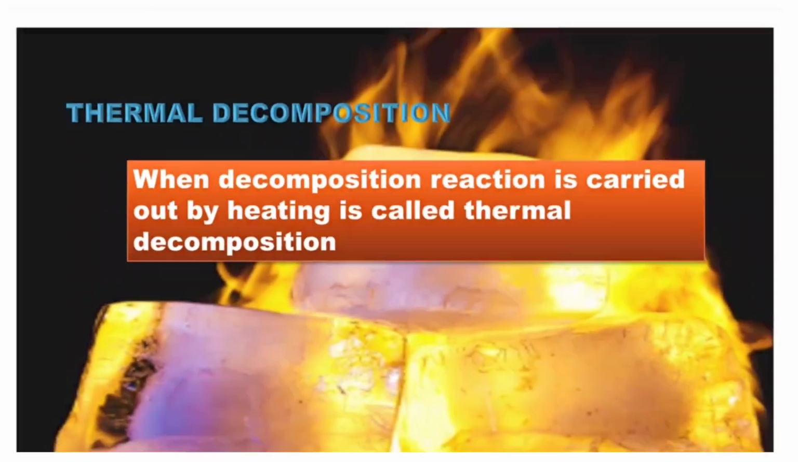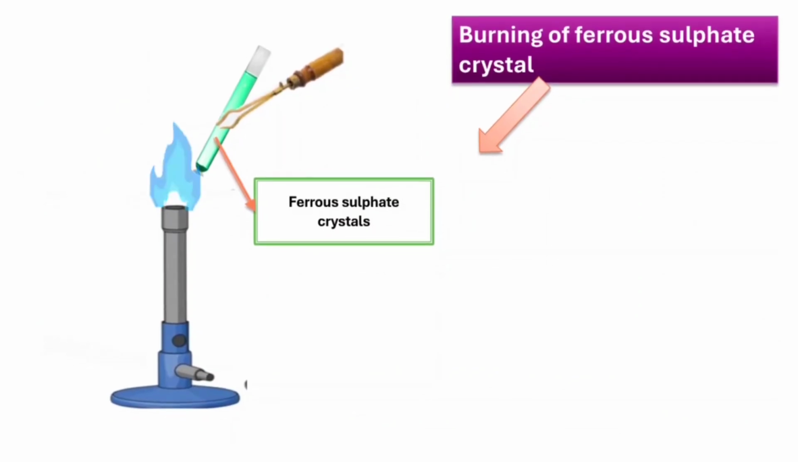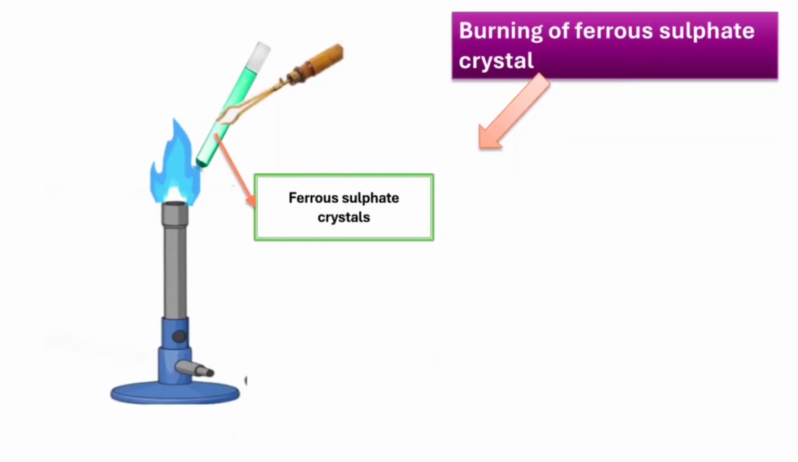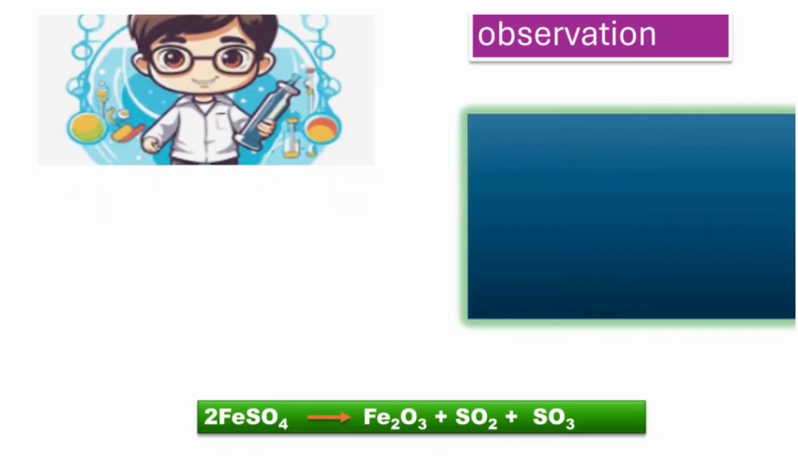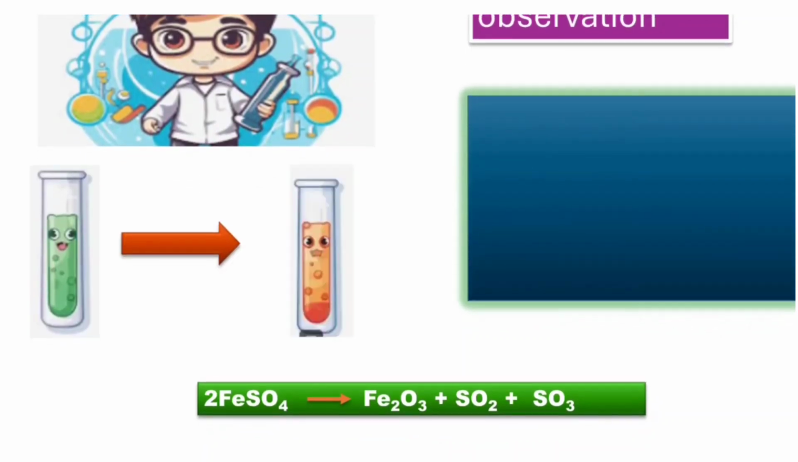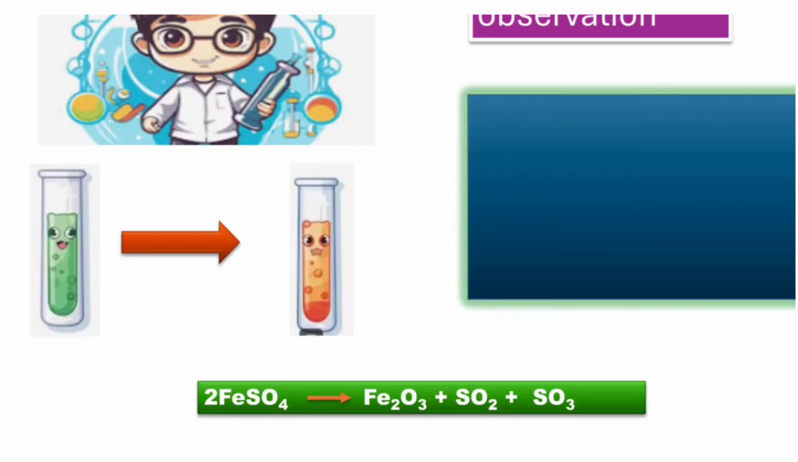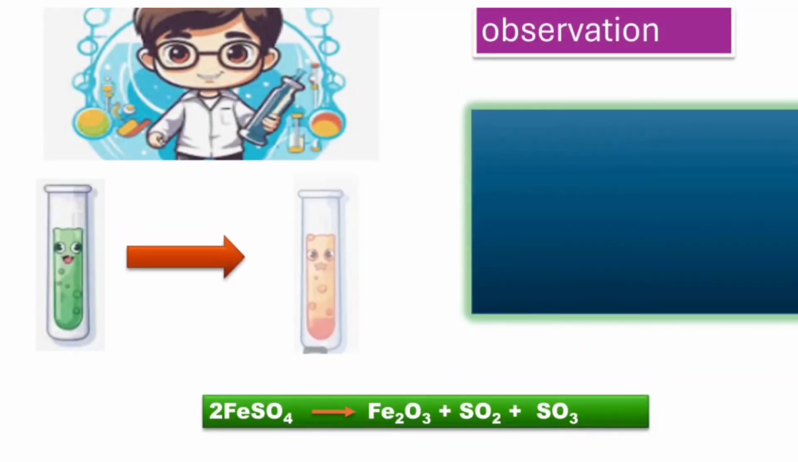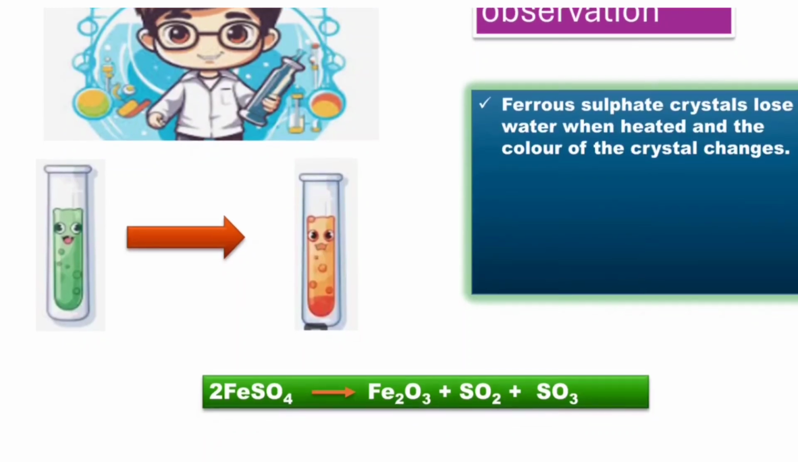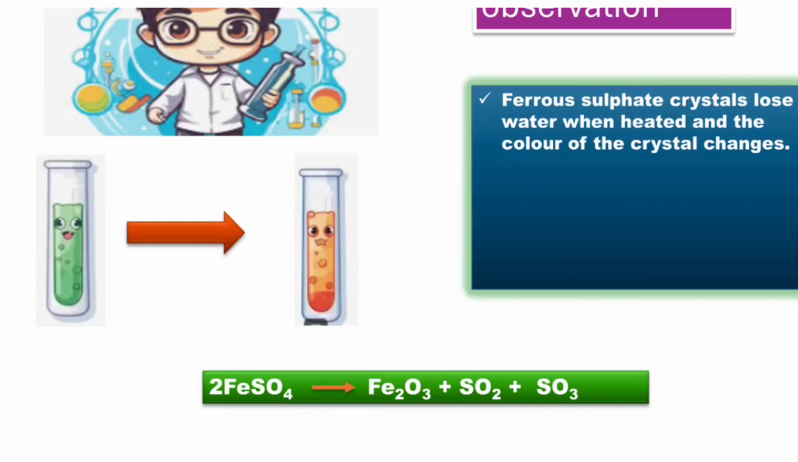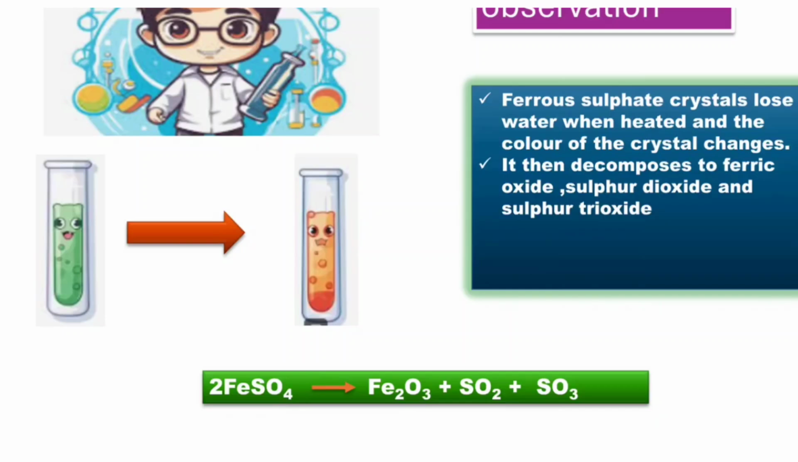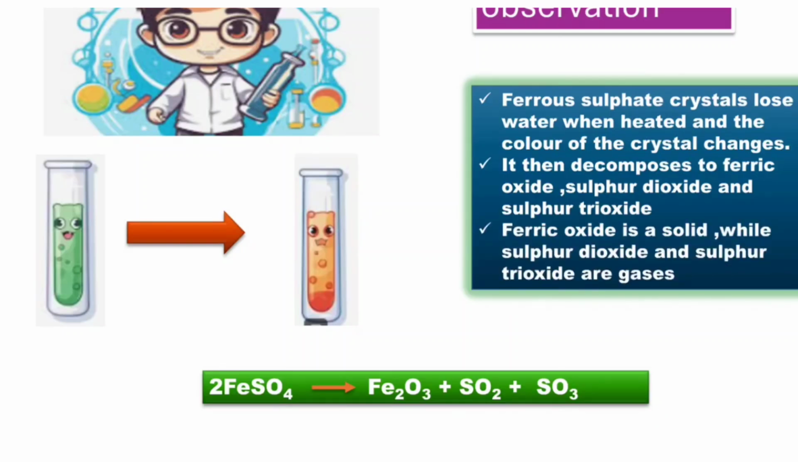Let's do an activity. Burning of ferrous sulfate crystal. When we burn ferrous sulfate crystal, the green color of the crystal will change. So we can say that the green color of the crystal changes into reddish brown when heating. Then why does this color change? It is because the ferrous sulfate crystal loses water when heated and the color of the crystal changes. It is then decomposed to ferric oxide, sulfur dioxide and sulfur trioxide. The ferric oxide is a solid, while sulfur dioxide and sulfur trioxide are gases.